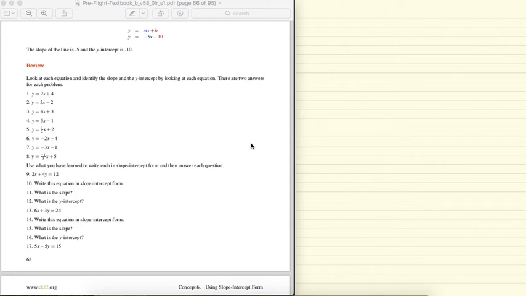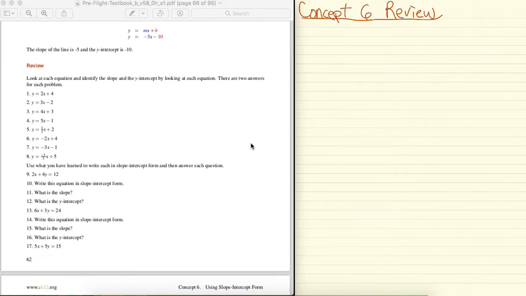So today we're going to look at the Concept 6 review problems. I'm going to go through a few of these, and then if you need me to go through any additional problems, just send me an email or comment on Google Classroom, and I can upload more videos going through more of these problems if needed.